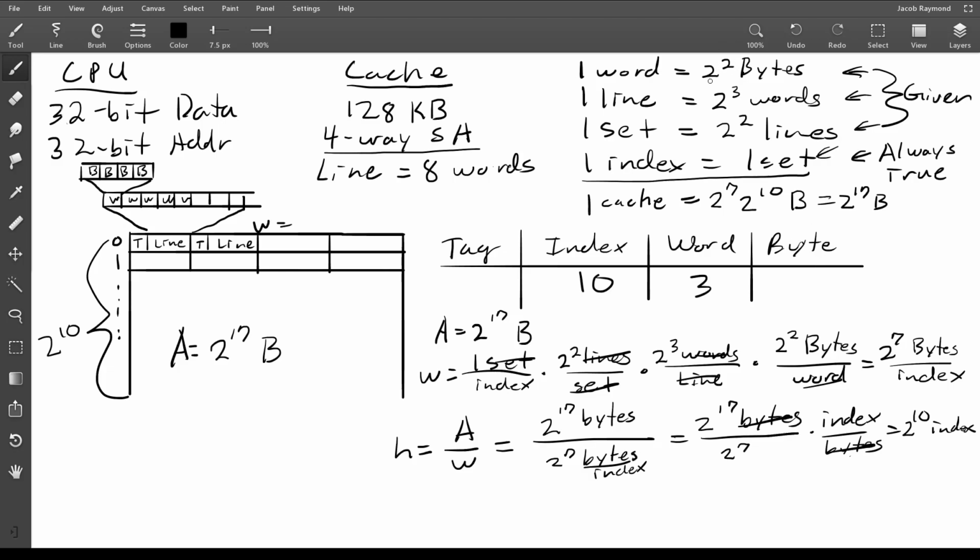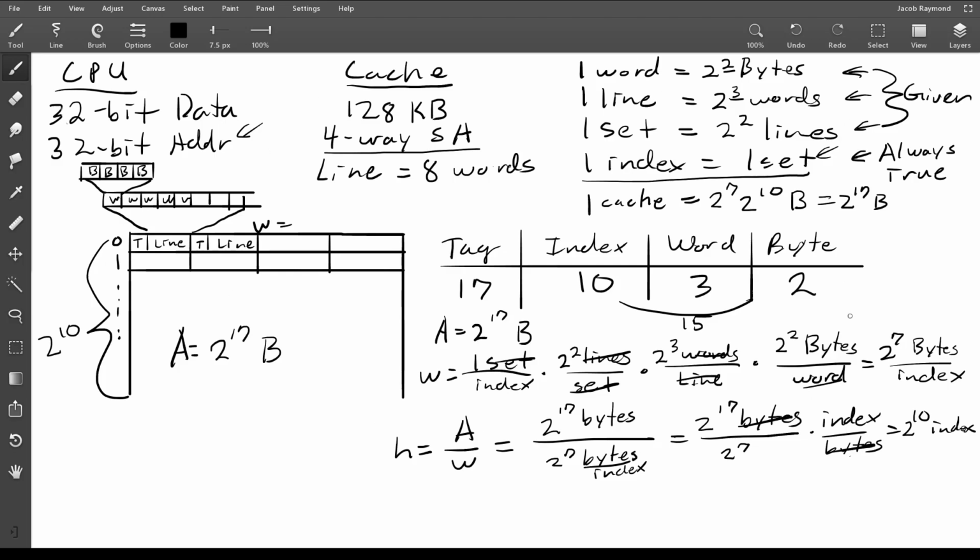Then we have the byte portion. We have 2 to the power of 2 bytes per word, and so our byte portion is going to be 2. Just look at the exponent. Then, we have the index is 10, the word is 3, the byte is 2. So this is 15 in total. And then the tag is going to be whatever's left. We know here that our address is 32 bits, so this all needs to add up to 32. So 32 minus 15 is 17, and so the tag is 17. And now you've figured out how the address needs to be split up so that it can actually be processed in the cache.